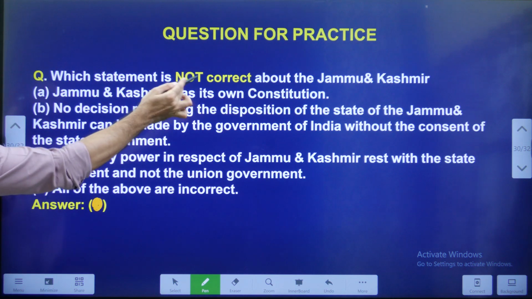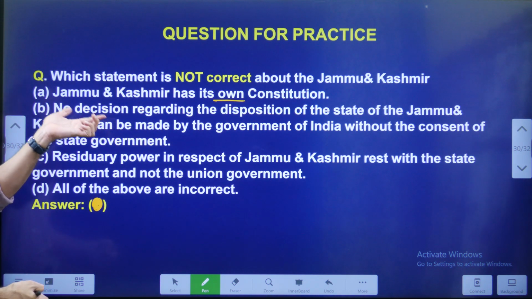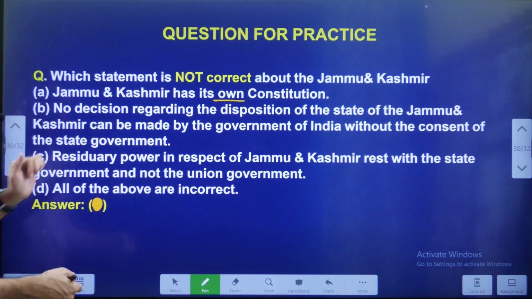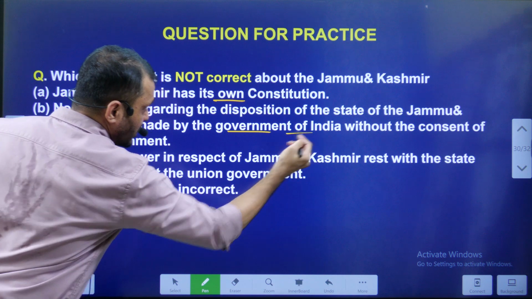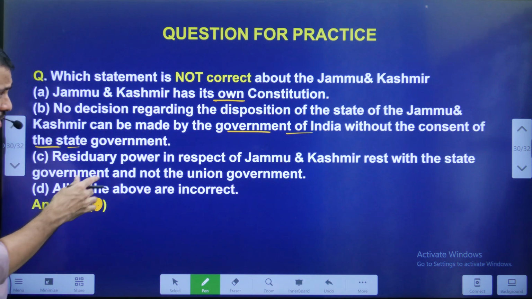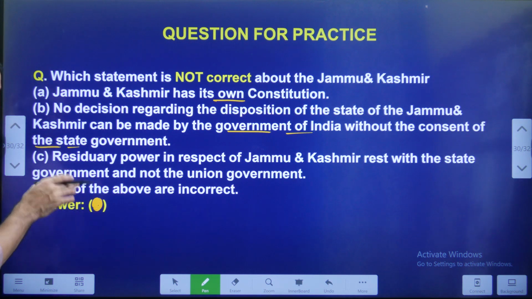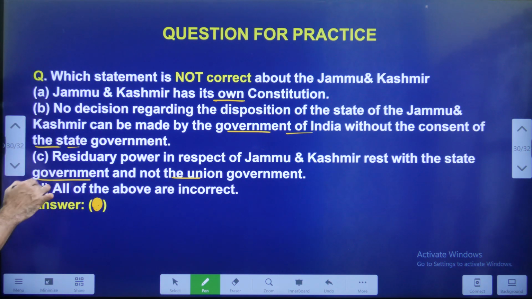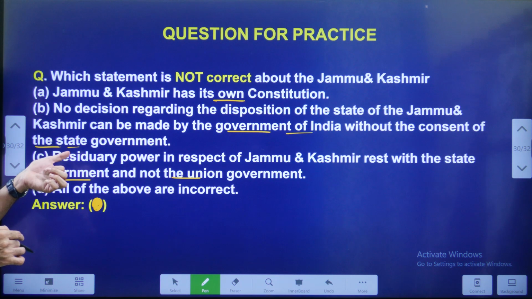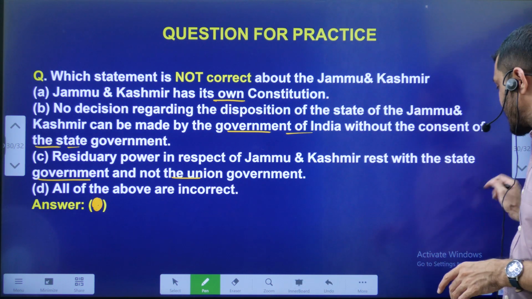Today's question is: which statement is not correct about J&K? Option A: J&K has its own constitution, not in the context of Article 370 but now. Option B: under Article 317, no decision regarding the disposition of the state of J&K can be made by the government of India without the consent of the state government. So the Union government must take the help of the state government to abolish Article 370. Option C: residuary powers with respect to J&K rest with the state government but not the Union government. And D, all the above are incorrect. Which ones are the incorrect statements? Jammu Kashmir having its own constitution, is it correct or incorrect? You have to tell me in the present context, not in the context of Article 370.